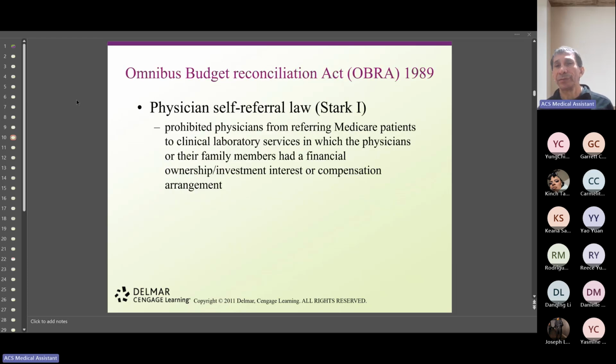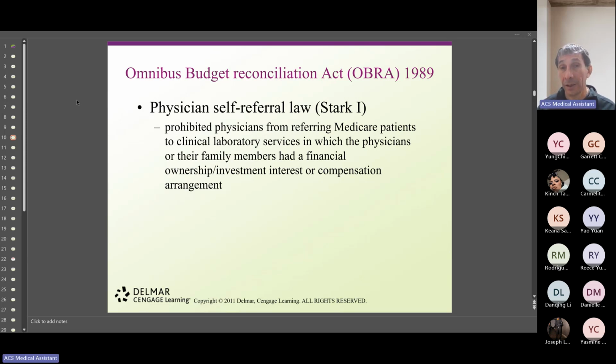Let's move on to something else. Very similar to the kickback law, we have the Stark law. Stark law. This is the physician self-referral law. Now, again, it says physician self-referral law. Before, it was you refer to someone else.